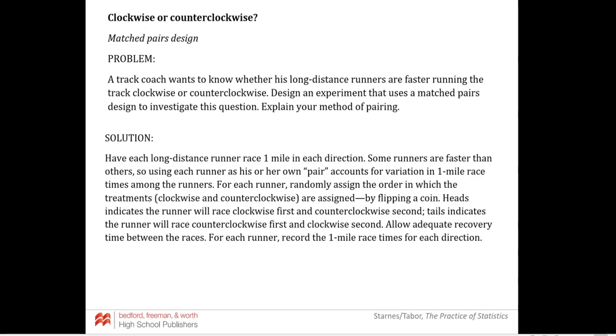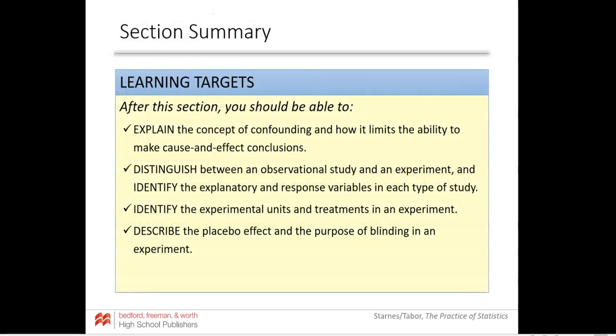Record the 1 mile race times for each direction. That'd be a very good technique because now we're comparing, and if they have enough recovery time especially, they should have pretty similar times. We should be able to figure out if maybe one way is a little better. Maybe they're used to running around the track counterclockwise, and so that's the way they like it or not. I don't know. I think it's a well-designed problem. That's your lesson for today.